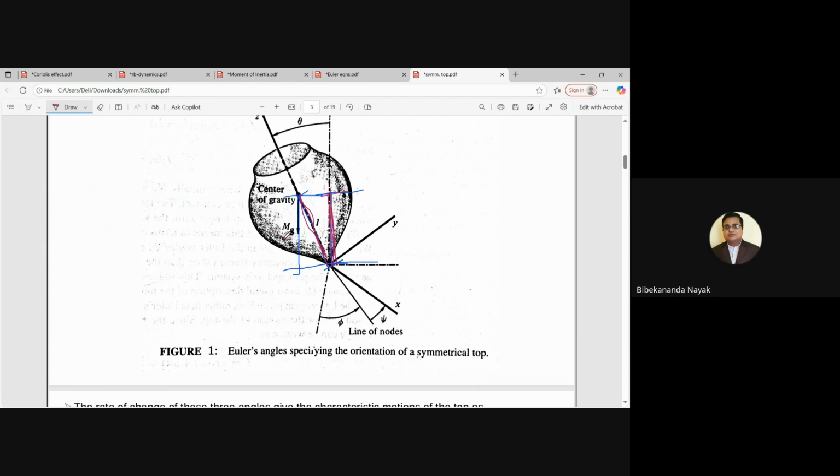And its mass is m, with gravity g. So what is the potential energy? mgL cos theta.